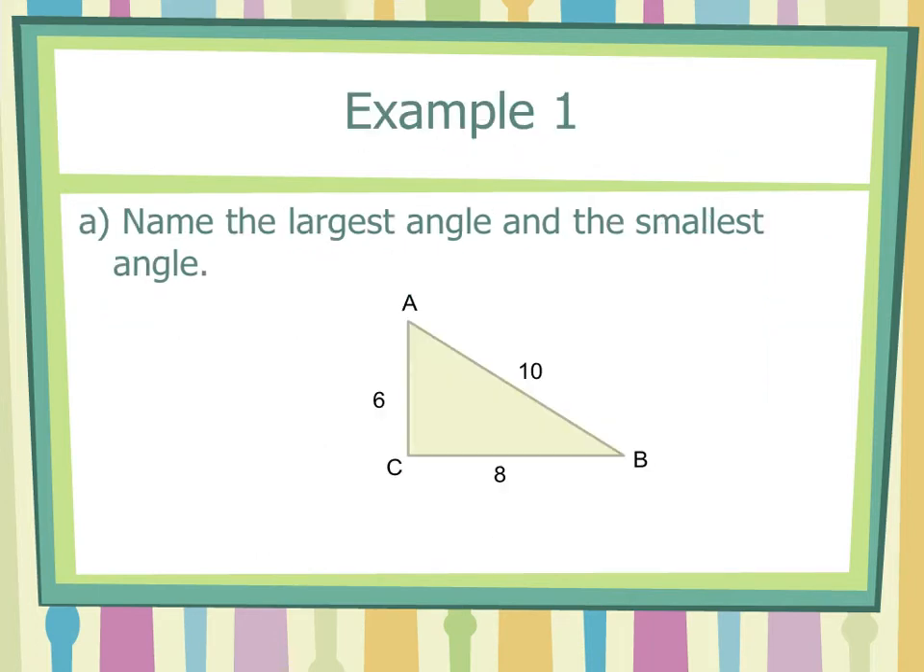So the first one is asking us to name the largest angle and the smallest angle. The first thing I need to do is find my biggest side. My biggest side in this triangle is 10. This is what I'm going to use to find the largest angle, and the largest angle will be across from that biggest side, and it's going to be angle C. Then to find the smallest angle, I'm going to find the smallest side length, which is 6, and you can see that the 6 is across from angle B.